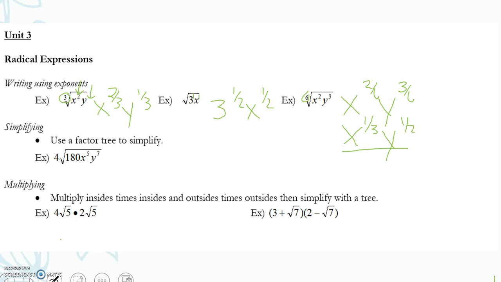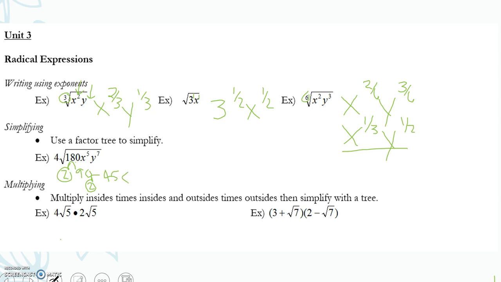So it says use a factor tree to simplify. So that means I have to break down 180, so 2 and 90 go into it. 2, it's done, it's prime. So I circle it so that I know that it's prime, because sometimes some of you get confused about what's left over and all that. So circle it if you cannot go any further with it. 90, 2 goes into it, and 45.